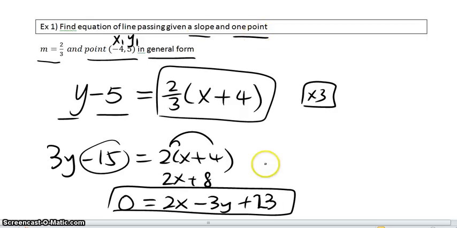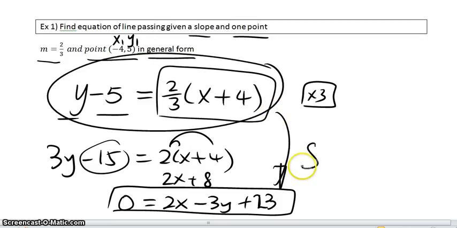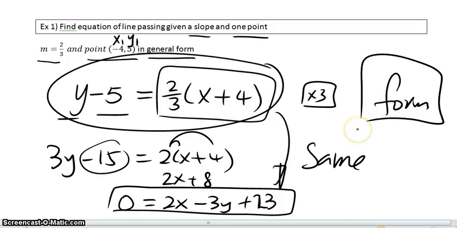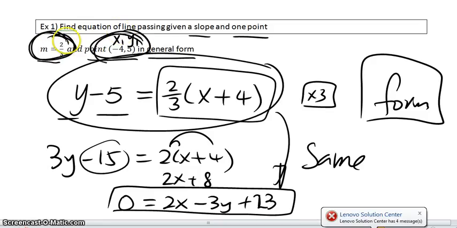If you put this in the calculator, like if you try to graph it, you see you have the same graph. This is the same as that. It's just a different form. Different form means they are the same thing, but just look different. But they represent the same line. Given this information, there's only one answer. There's only one line that has the same slope passing through this point. A point and a slope define a unique line.